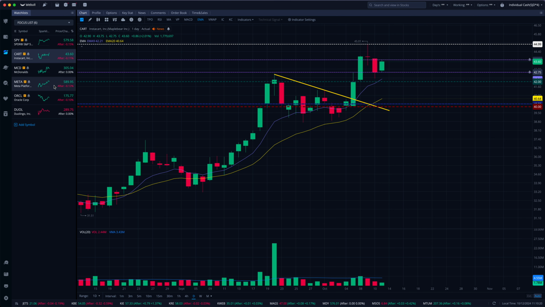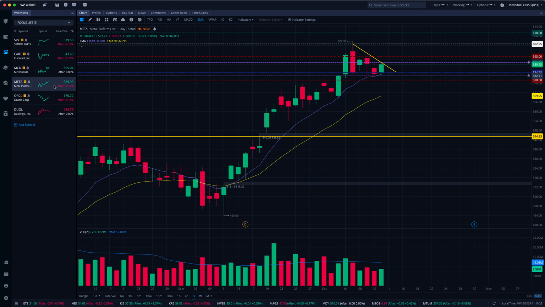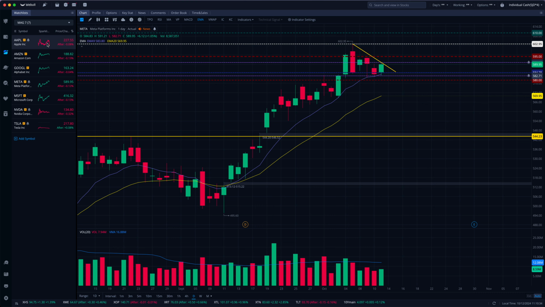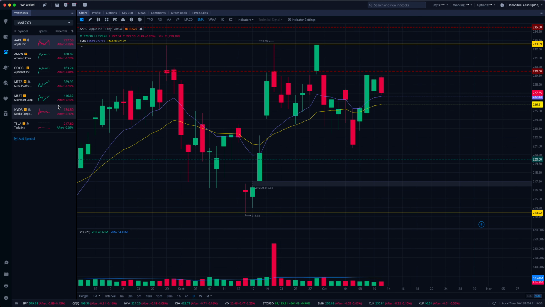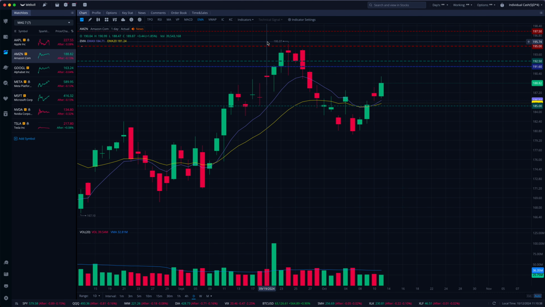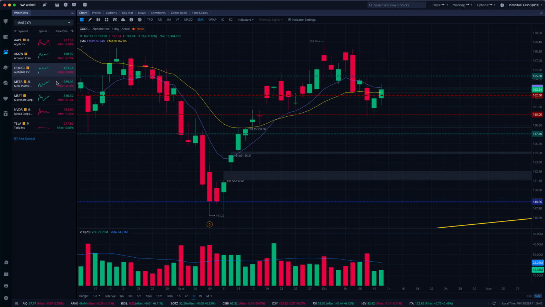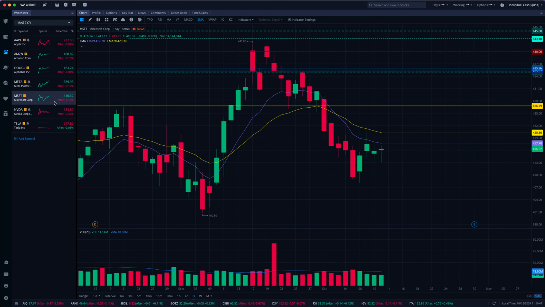Other examples, Meta from the Mag 7. Meta has been the clear leader in the Mag 7, in my opinion, over the last several weeks, and you can kind of see it in the way that it's respected these EMAs. If you look at some of the other Mag 7 names, you can just see right away how choppy Apple is, right? How Amazon lost the EMAs and just had to recently reclaim it. How Google is still trading below the EMAs, even though SPY's above. Microsoft is really weak. It's trading below the 200, right?